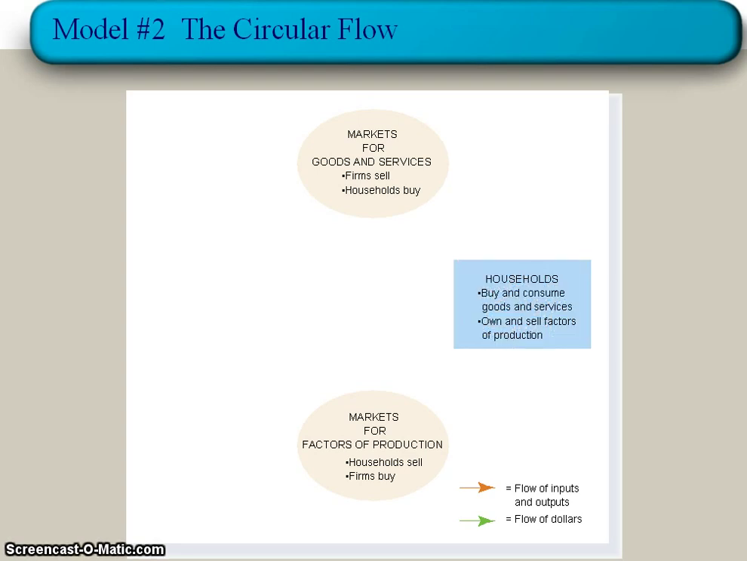There are also really two players in the economy. The first are households. We've used that term before, and that's kind of the average person, the average family. And what do households do? Households buy and consume things, and they also sell something. They sell a factor, a very important factor. Specifically, they sell labor.